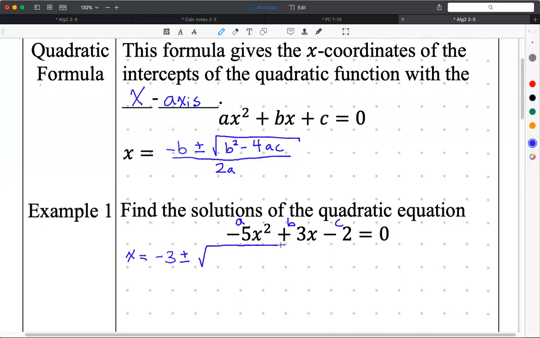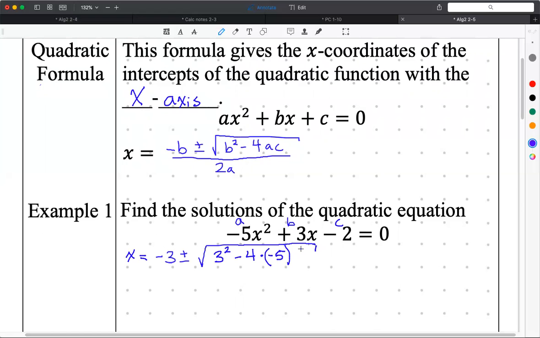Let me give myself a little bit more room than I need just in case. Okay, I need b squared. Again, b is that positive 3. So positive 3 squared minus 4 times a, which is negative 5.